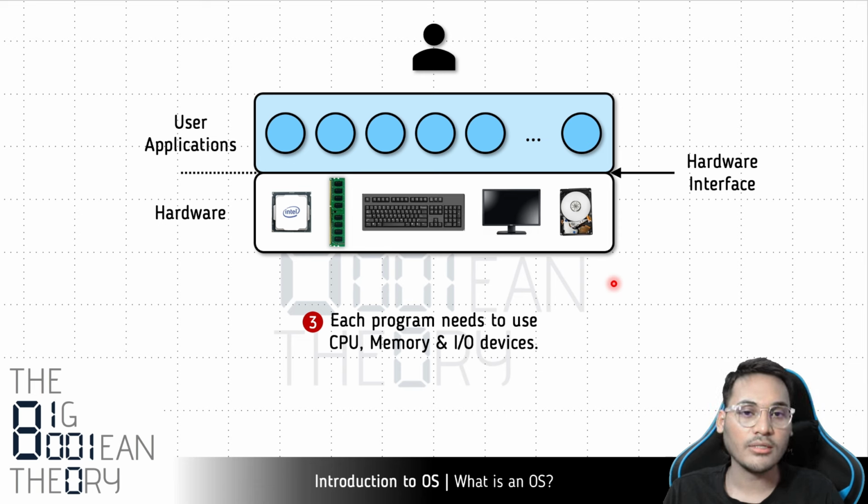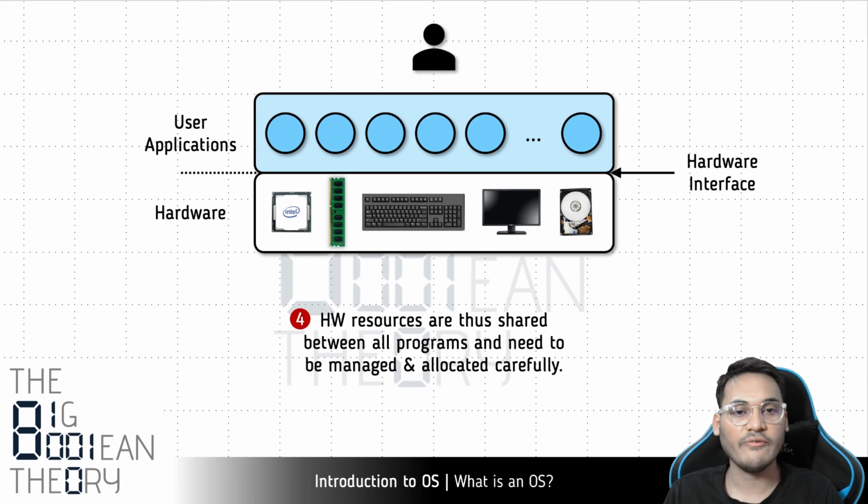So the point is that in a computer system we have a single set of resources, but there are several user applications, which means that these hardware resources are shared by all the user applications, right? And these are limited in nature. It is not the case that we have unlimited compute power or unlimited storage. So these are resources which are shared and limited in nature. That is why they have to be managed and allocated carefully, right?